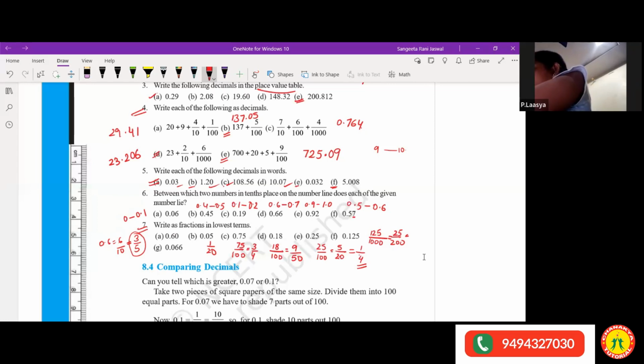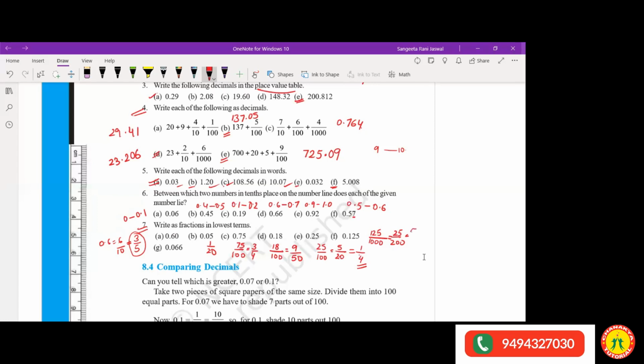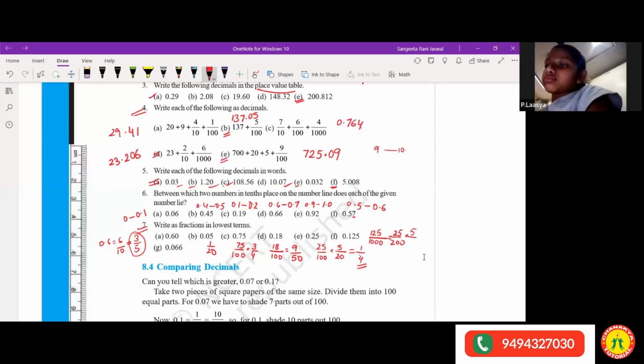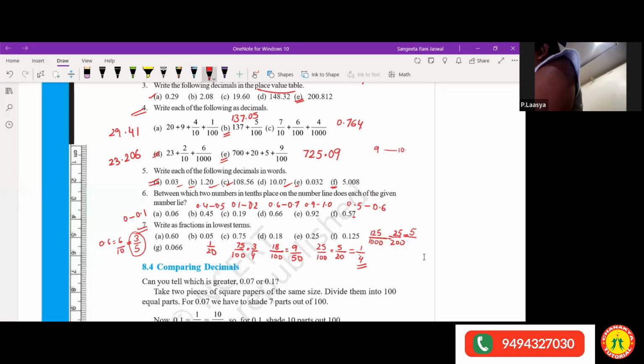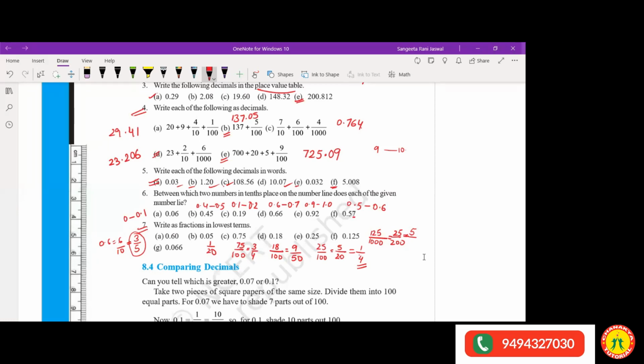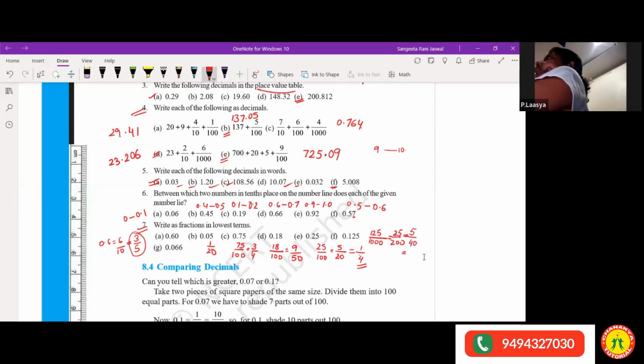Tell me what. 25 and 200 means 5 by 40. If I divide by 5, both numerator and denominator, I get 5 in the numerator, since 5 fives are 25. And in the denominator, what will I get? If I divide 200 by 5, what will I get? 5 fours are 20 and 0 here. So I get 5 by 40. And ma'am, we can reduce more.